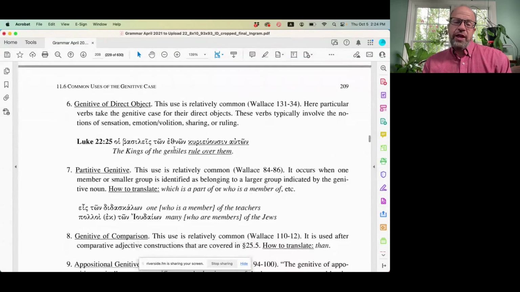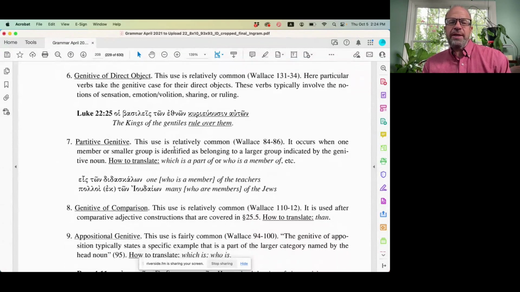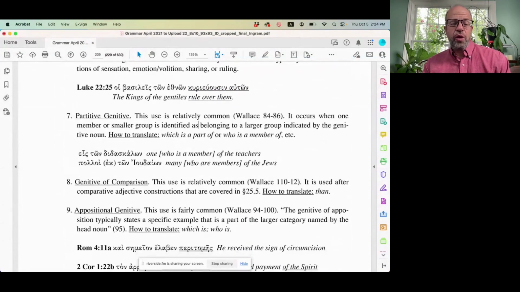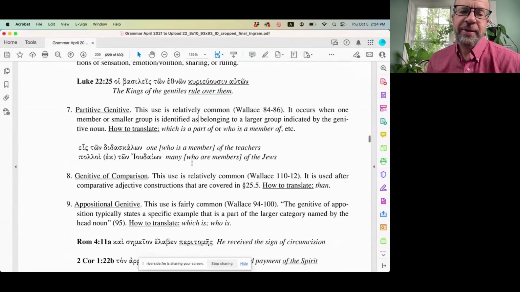There is a genitive of direct object. This is kind of an easy one because you've learned that already, that certain verbs take the genitive as the direct object, verbs of ruling, but you have other verbs like hearing, akuo, can take the genitive as its direct object.